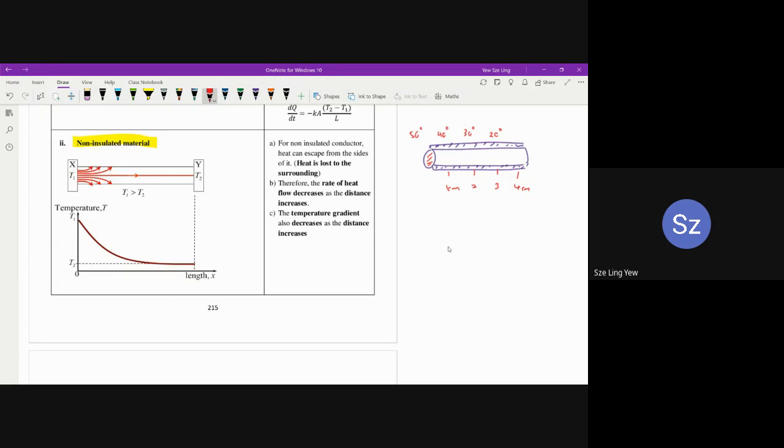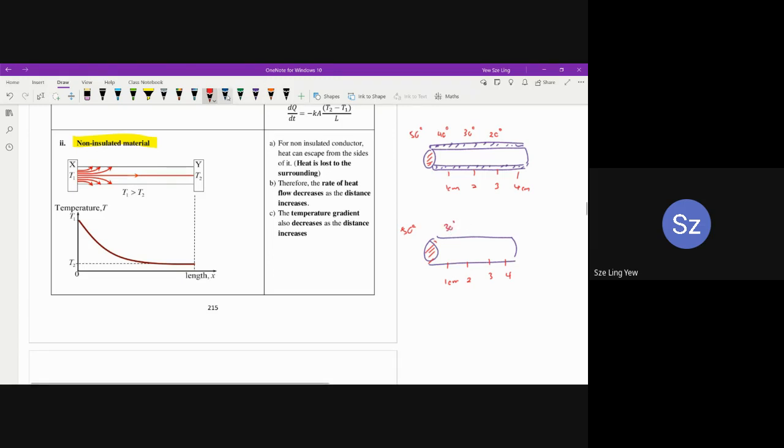But what happens right here when you have a non-insulated material? So now you still have the 1 cm position, 2 cm position, 3 cm, and 4 cm. Again, you start from here, the hot end, beginning from 50 degrees. When it reaches 1 cm, maybe now you just have 30 degrees here.